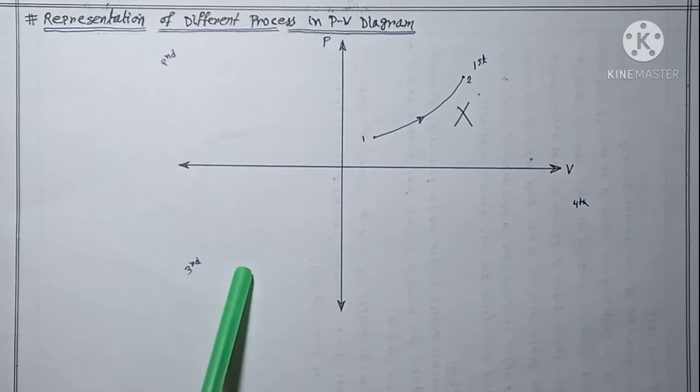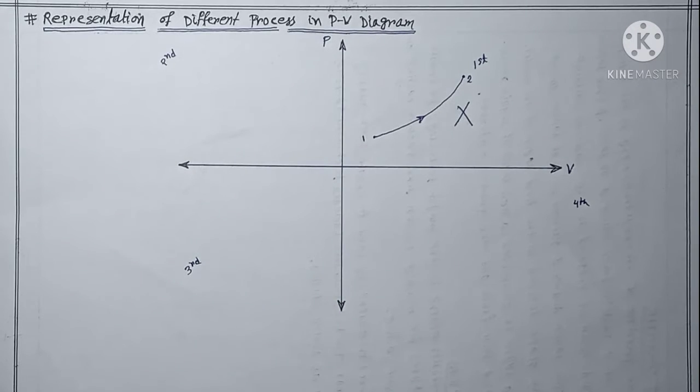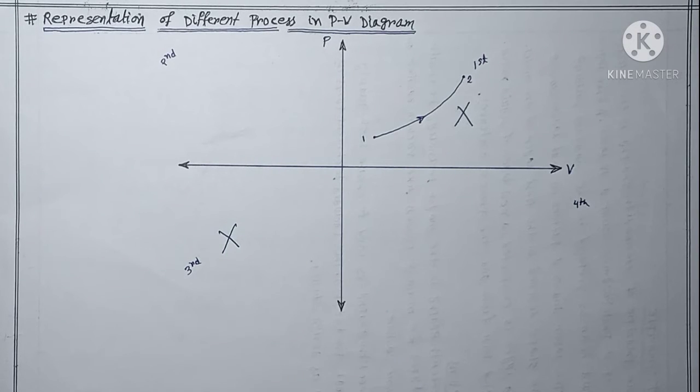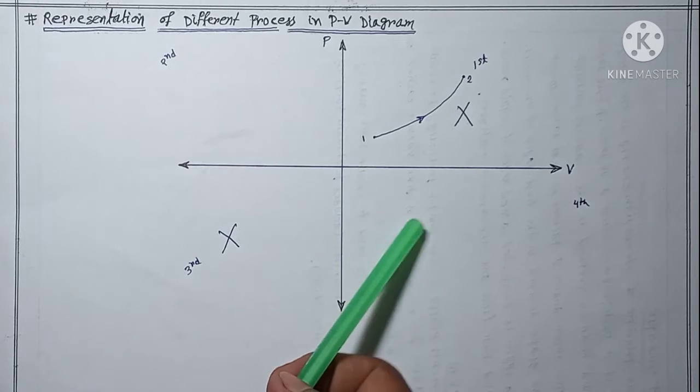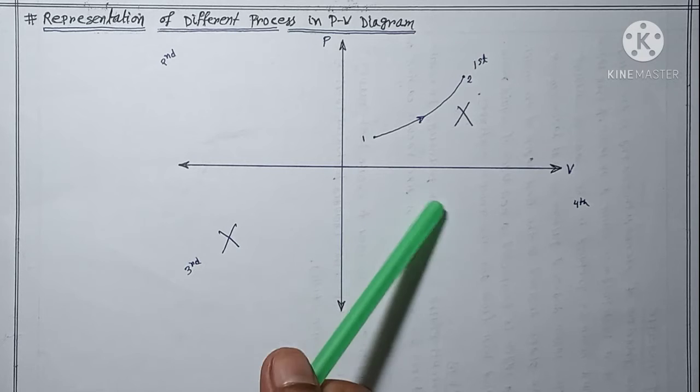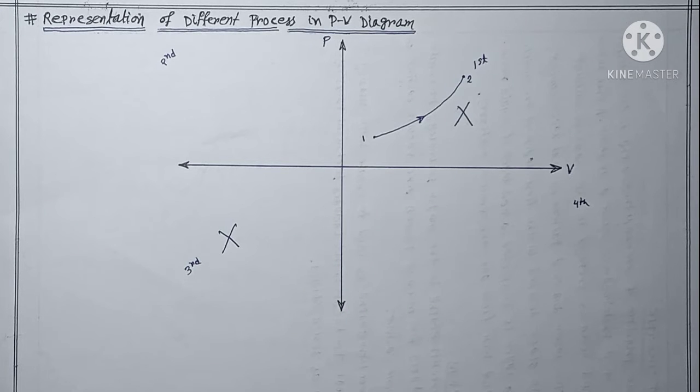Similarly, for the same reason, you can't represent any process in the third coordinate either. So the remaining are the second coordinate and the fourth coordinate. Let's start from the fourth coordinate. The first process is the constant pressure process.